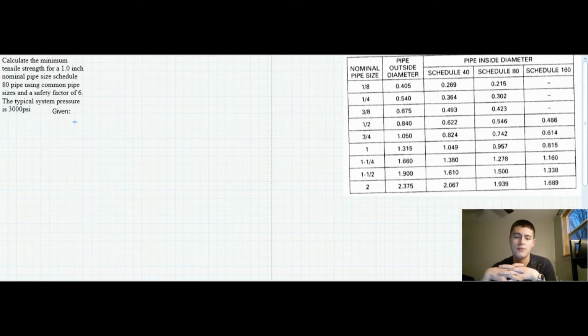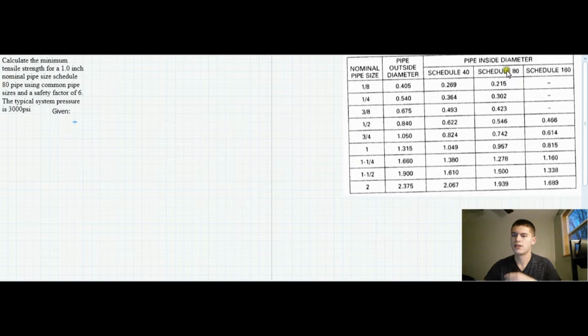Today I'm going to be going over a basic fluid mechanics problem. Today's question asks us to find the minimum tensile strength for a pipe used, and the requirements are 1-inch nominal pipe size using Schedule 80 common pipe sizes, which is a graph over here on the right, which we're going to be using, on a safety factor of 6. And the typical system pressure is going to be about 3 ksi or 3000 psi.